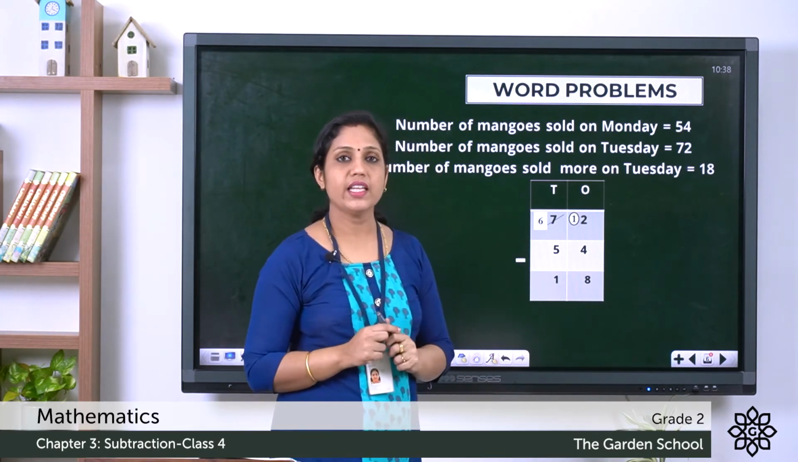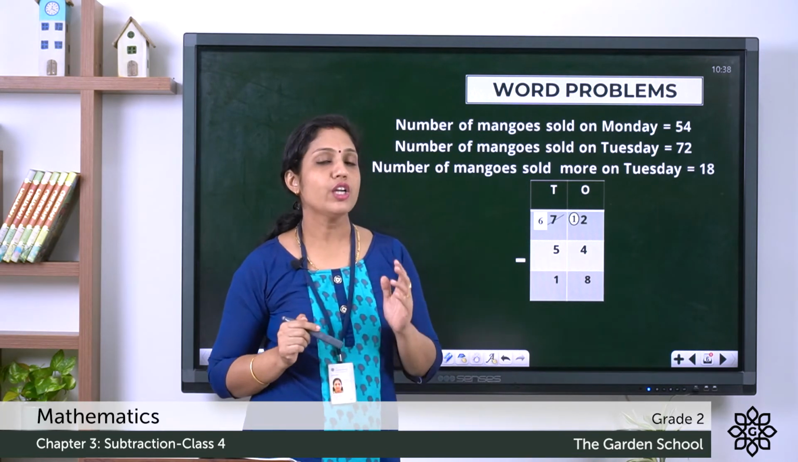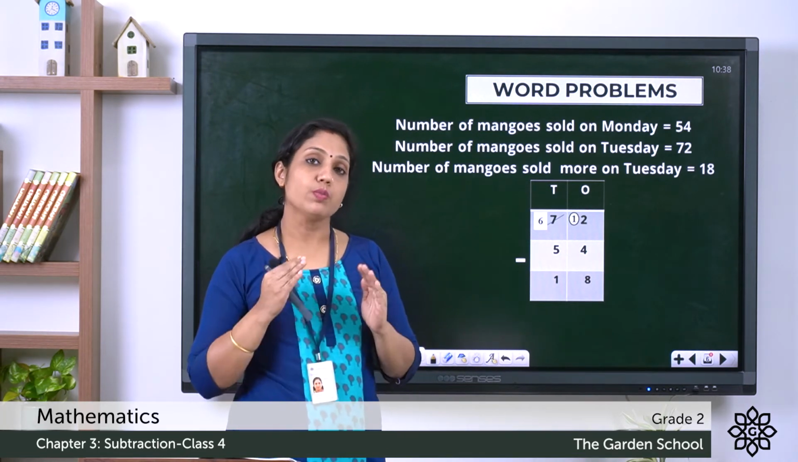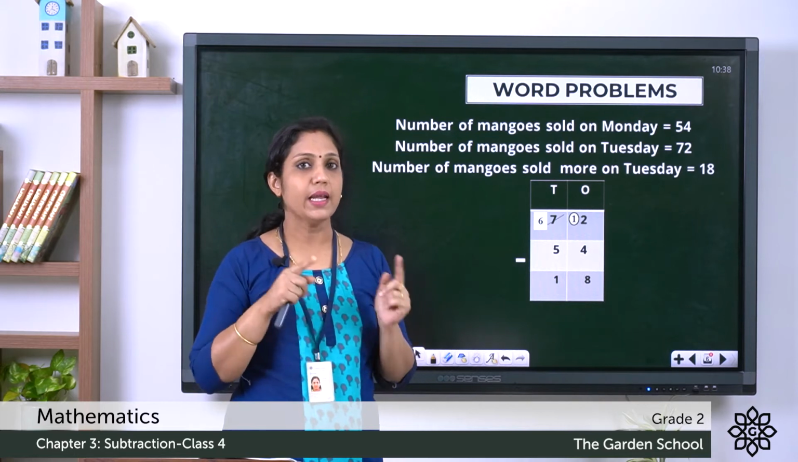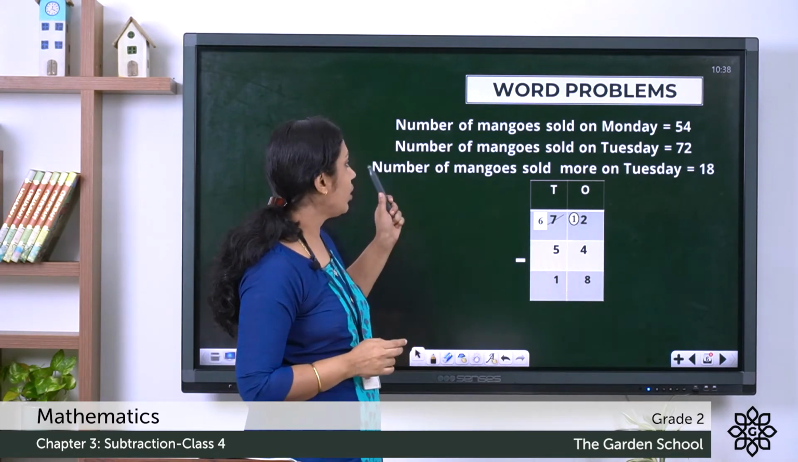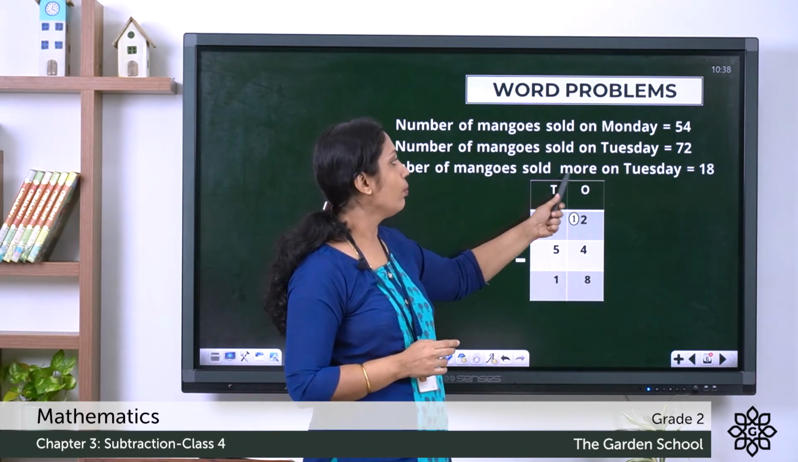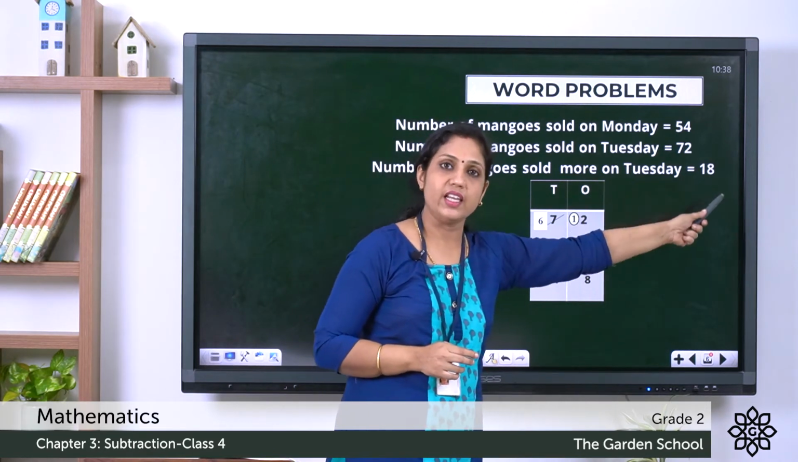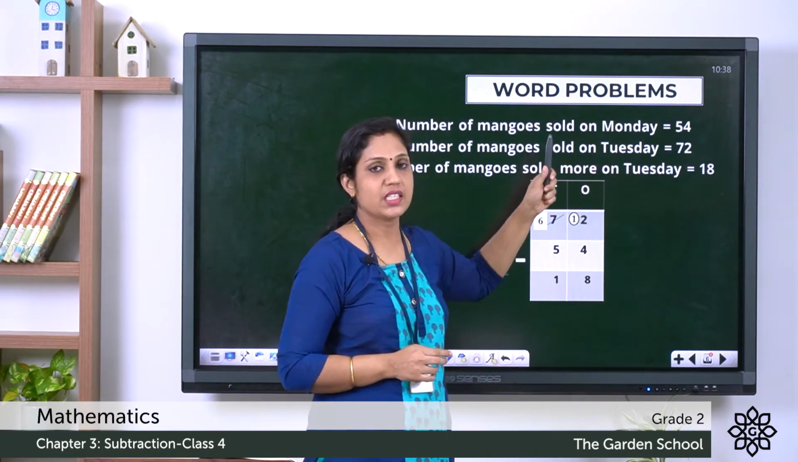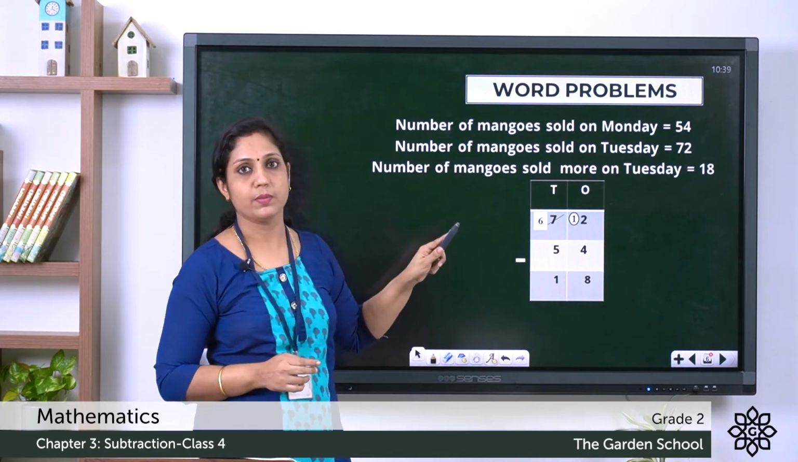And the answer is 18. The vendor sold 18 mangoes more on Tuesday than on Monday. So, what do we need to find out? The number of mangoes sold more on Tuesday is 18. We got the answer. This is how we write the steps for the word problems.